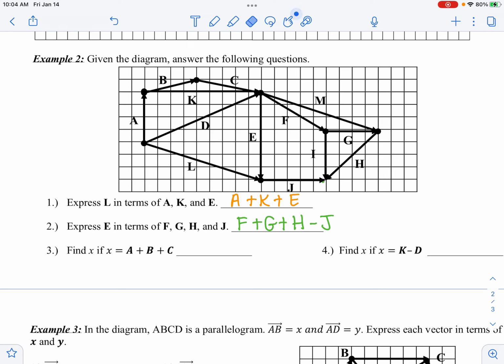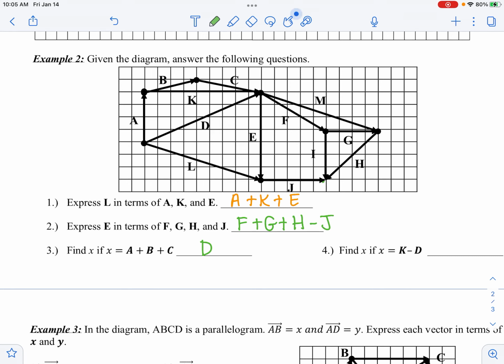See that? These are pretty quick, right? Okay. Next one, find x if x is a plus b plus c. So I'll just say I'm starting here. I'll put an S for start. And then I'm doing a plus b plus c. And this is my end. So I want a vector that starts here and ends here. So that's this vector, and it's the right direction for start to end. So that's D.